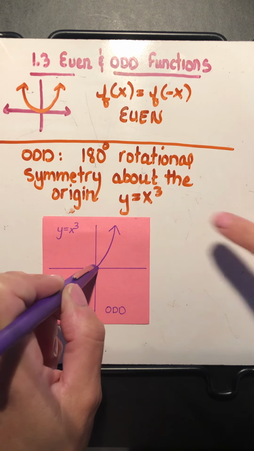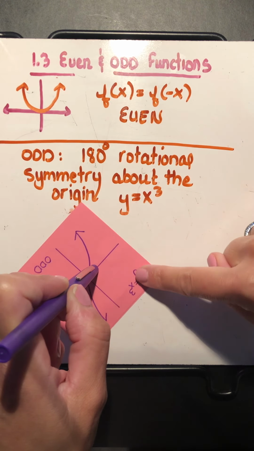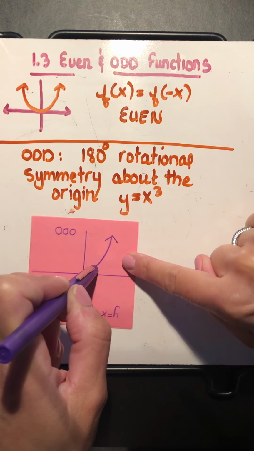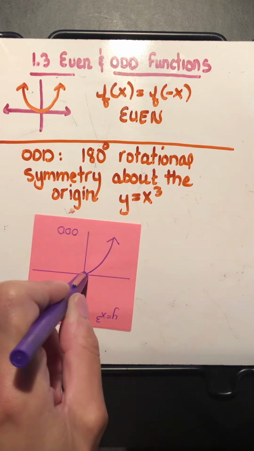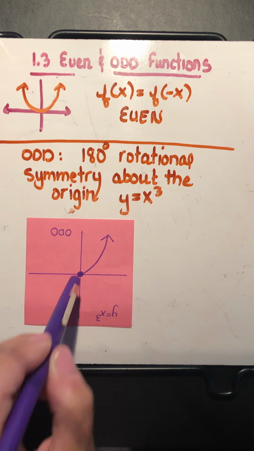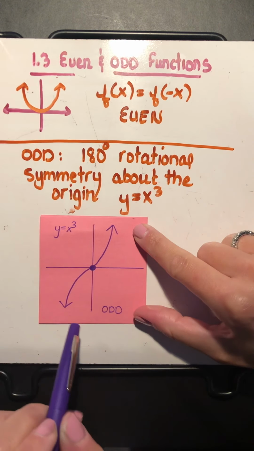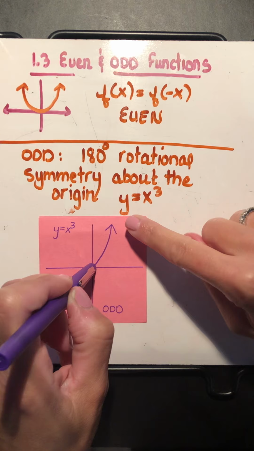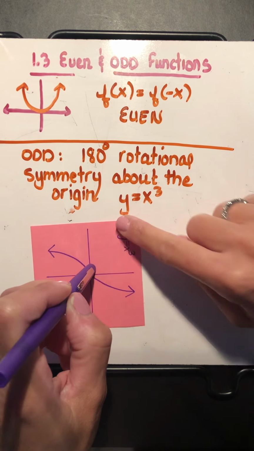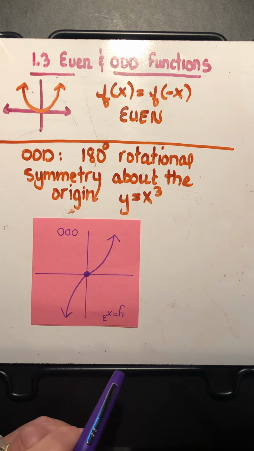Okay, so watch the demonstration. I'm going to rotate 180 degrees. That's 90, that's 180. You can see that the rotation makes it look exactly the same as when I started. So that is an odd function. So one more time, I'm going to pin the function to the origin, rotate it exactly 180 degrees, and that looks exactly the same, therefore it's odd.